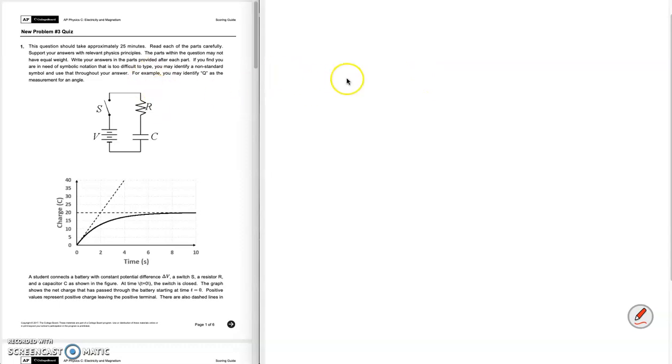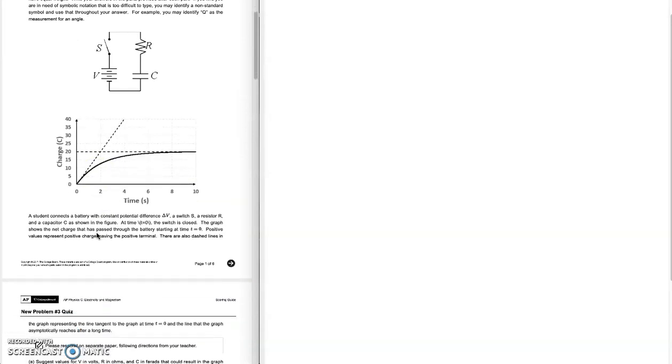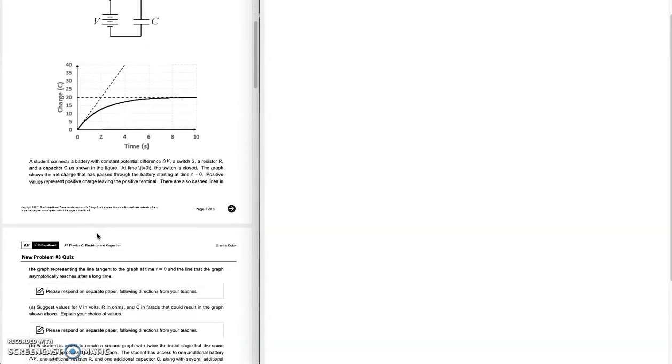2020 E&M, new problem number 3. This is another circuit, and this time they've given us a graph of charge versus time and a horizontal asymptote at 20 coulombs and an initial slope of the tangent line at time t equal to 0 such that it crosses at 20 coulombs and 2 seconds. For part A, we're going to suggest values for V, R, and C that'll produce this graph.